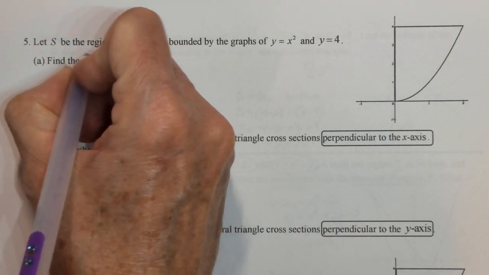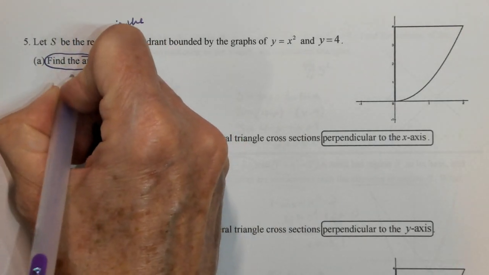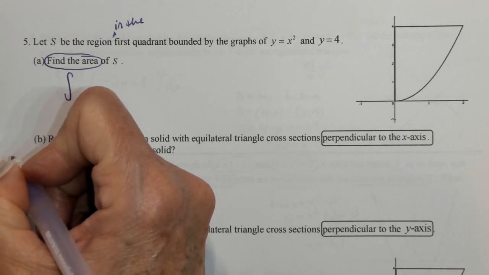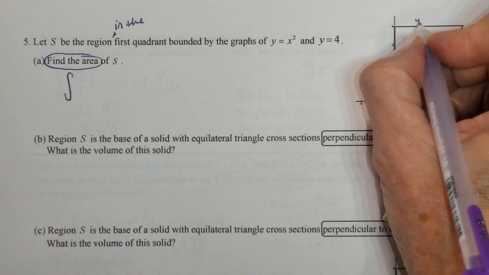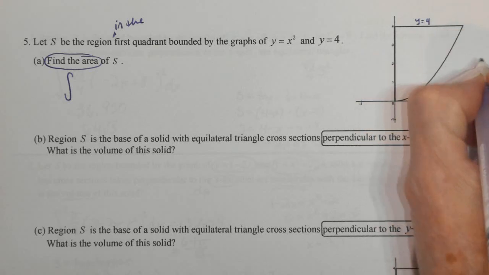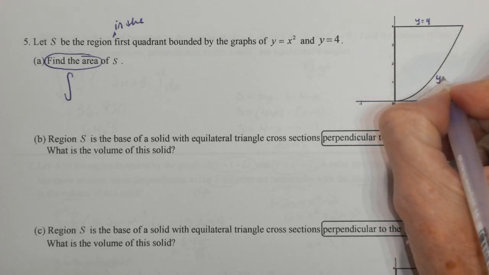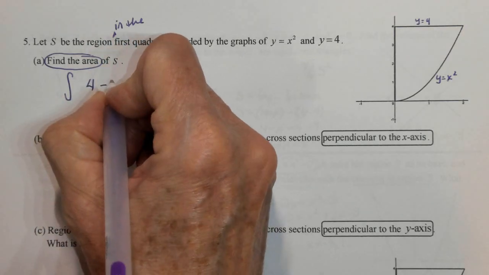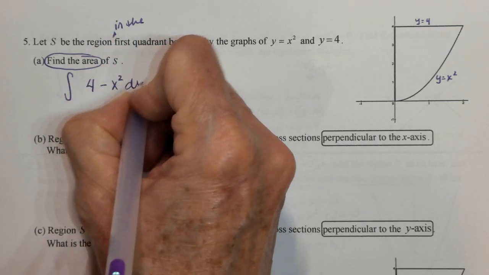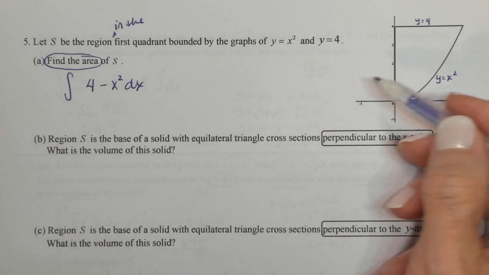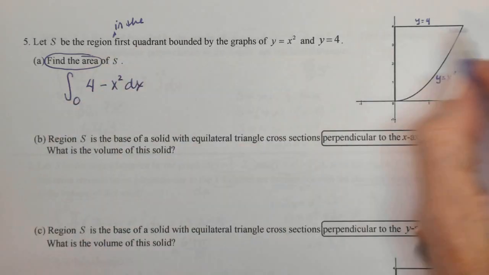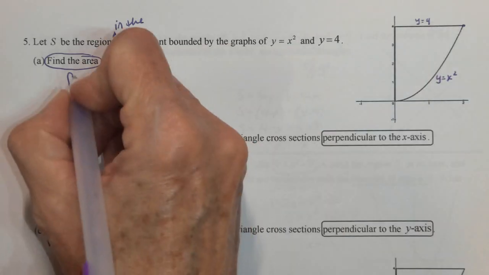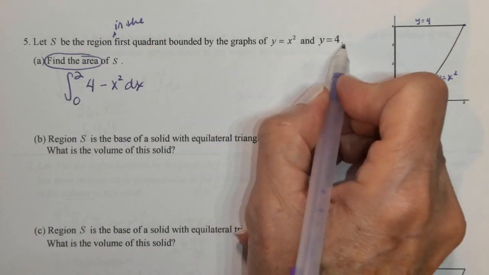Area. When I see find the area, I think integral, top minus bottom. So what's on top? What's on top is y equals 4. What's on the bottom is y equals x squared. Top minus bottom. My leftmost x is 0. My rightmost x is 2, because 2 squared makes 4, right?